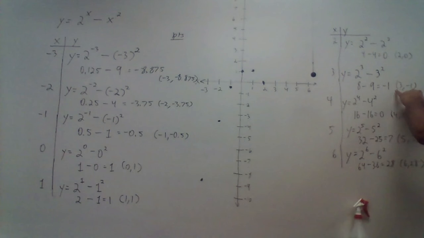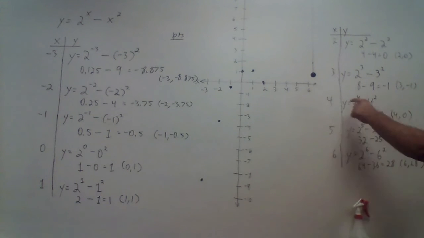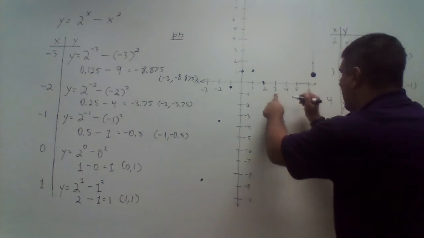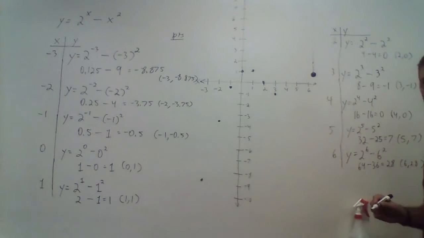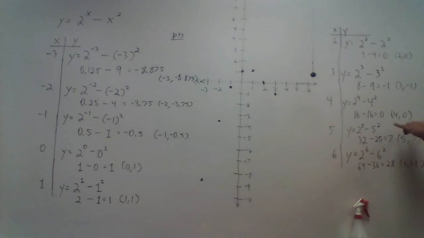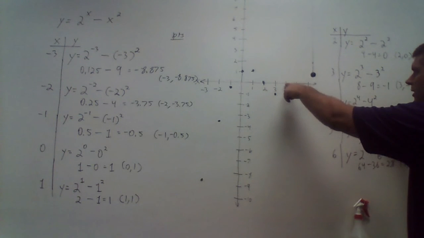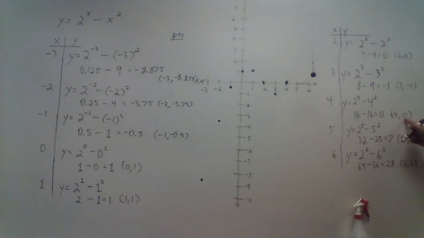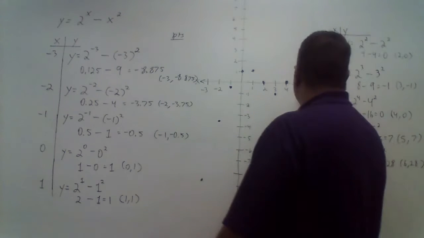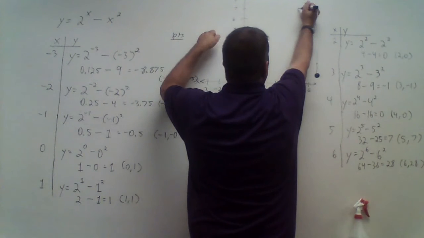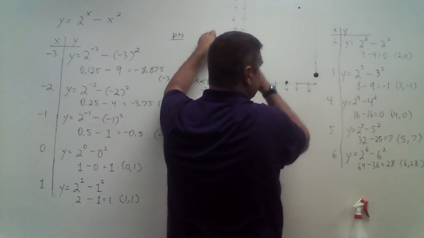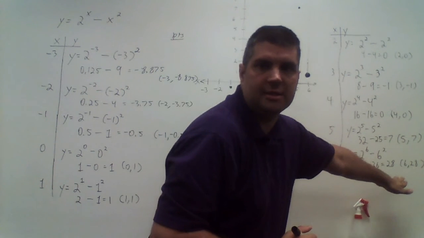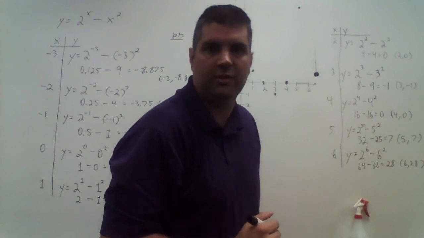Okay? Then 3, negative 1. 3 on the number line, and then down 1. And then 4, 0. So 4 on the equivalent of the number line, up or down, nothing. Okay? Then 5, 7. 5 on the number line, up 7. And as I said, 6, 28 doesn't fit. So we're just going to have to leave it off.